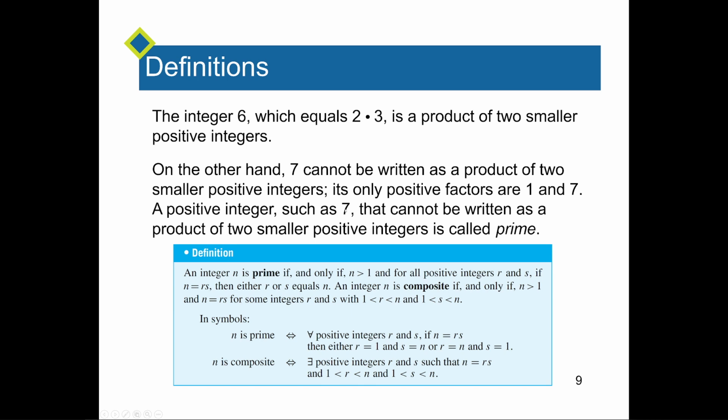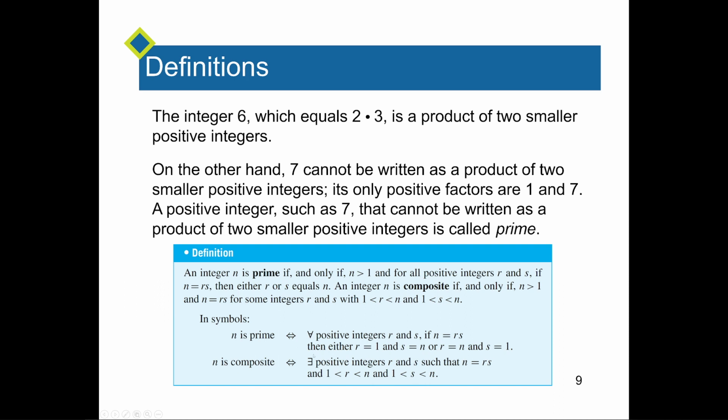So here's another important definition. An integer n is prime if and only if n is greater than 1 and for all positive integers r and s, if we have that n is equal to r multiplied by s, then either r or s is equal to n. Then we have the definition for composite here. An integer n is composite if and only if n is strictly greater than 1, and the same equation holds, but we have a different restriction here for r and s.